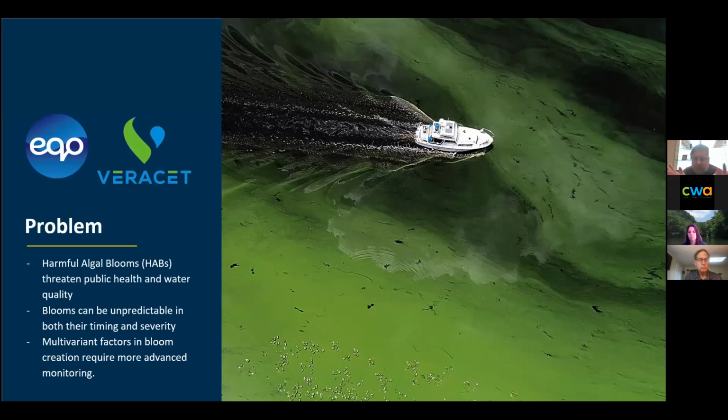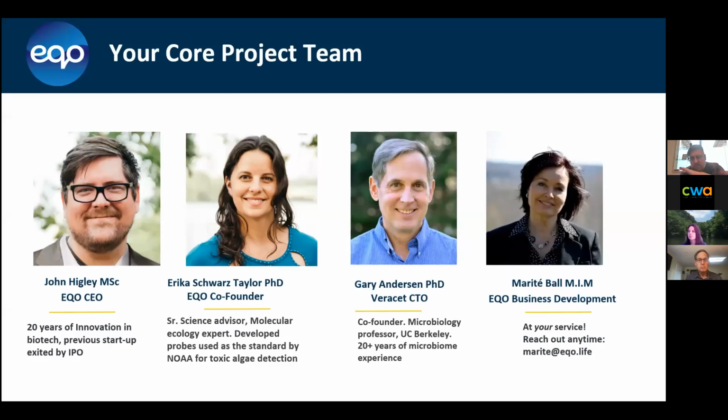And what we really want to get at is there's a lot of variance in this system. There are so many different factors going into what is a toxic algae bloom and how it occurs. So our goal is to detect this earlier and using biological metrics. So I won't go through this.